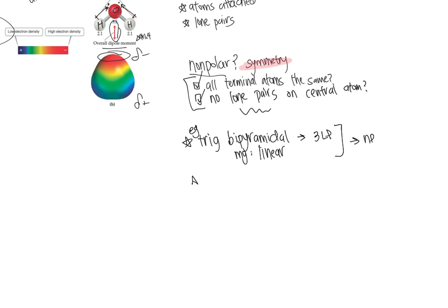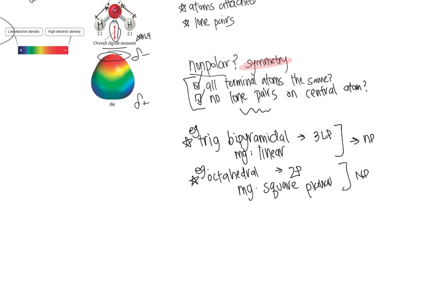And then the other one where there are lone pairs is when we have octahedral electron geometry and two lone pairs. If all of the terminal atoms are the same, then for the molecular geometry of square planar, we would have something that's nonpolar.